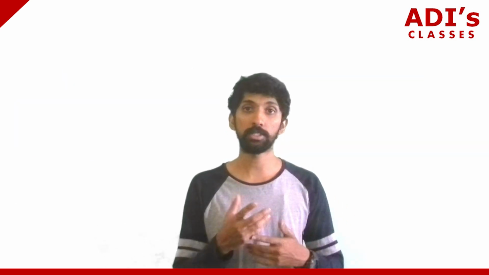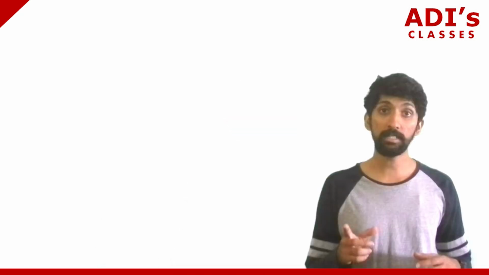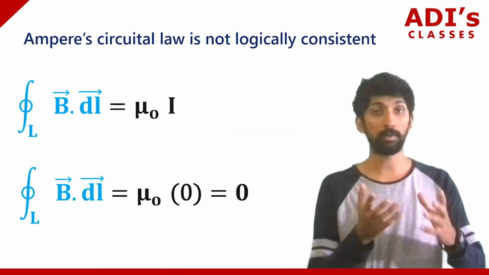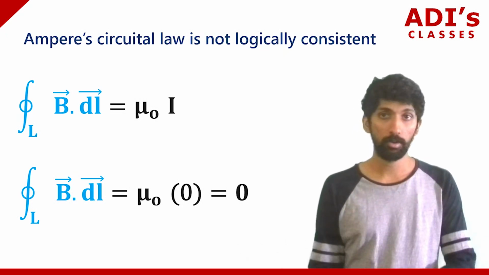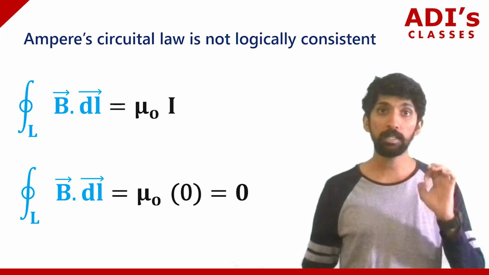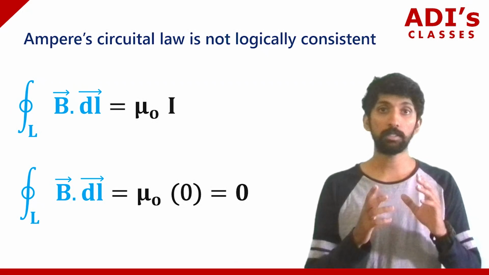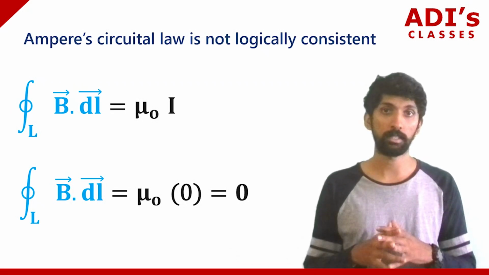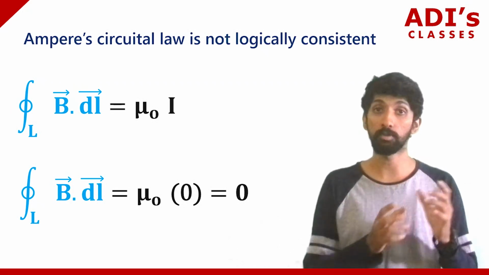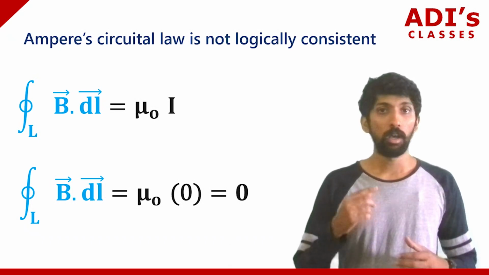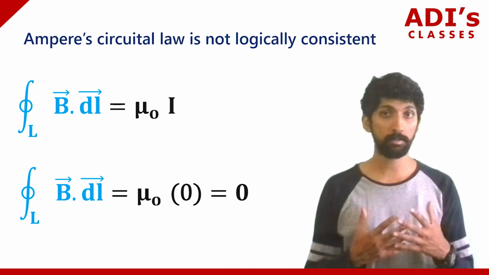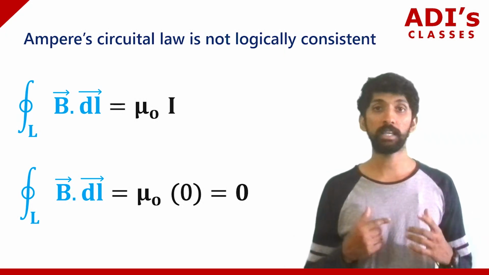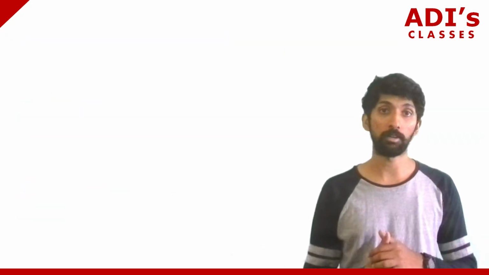But if you look at it, the left hand sides of both equations are the same, but the right hand sides are not the same, because one gives us mu naught into I and the other gives us 0. So Ampere's circuital law was logically not consistent; we could not make out whether this is true or false. Now, James Maxwell, like I told, came and modified Ampere's circuital law.